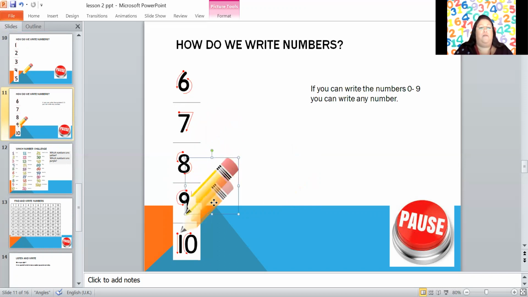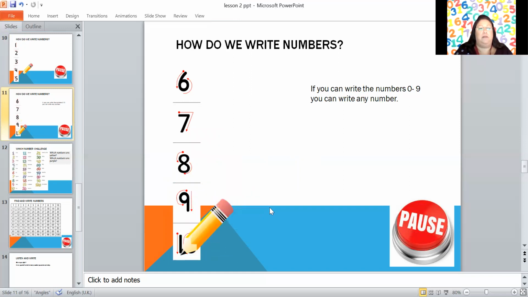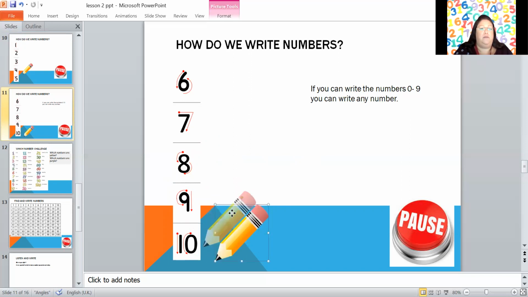And finally, for number 10, we already know how to write the number 1 because we've had a practice. So start at the top and go down to the bottom. And then we're going to go on to the 0 of the number 10. Oh, let me move my pencil. There we go, so we can see it. You're going to start at the top and you're going to just go round in a circle. It's not a circle, it's a bit of an oval really, isn't it? It's a squashed circle.